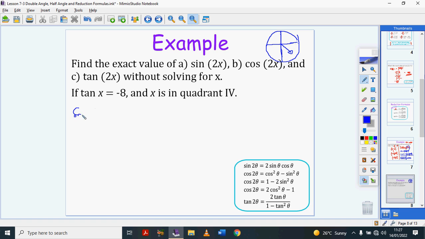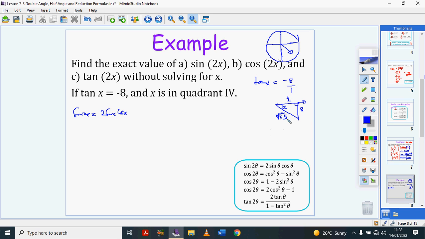I know that sine 2x is equal to 2 sine x cosine x, right? But I've been told that tan x is equal to negative 8 over 1, and that angle is in the fourth quadrant. So let me draw this triangle here. If it's in this fourth quadrant, this is like your 0 or 2 pi. This is your angle x. Tan is opposite over adjacent, so the opposite is 8, the adjacent is 1, and I can use that idea to find the hypotenuse. I hope you guys can see that the hypotenuse will be the square root of 65, right? 1 squared plus 64, square root.